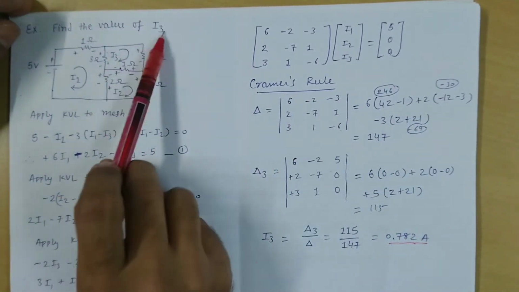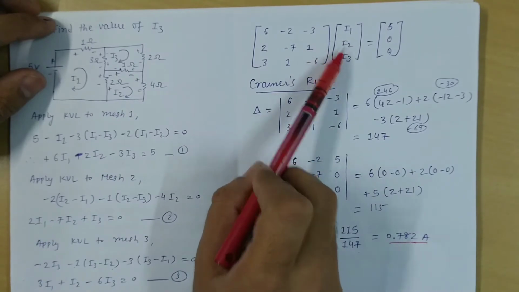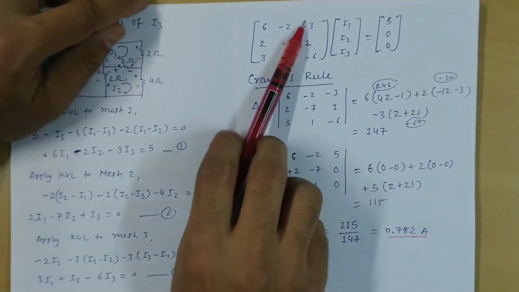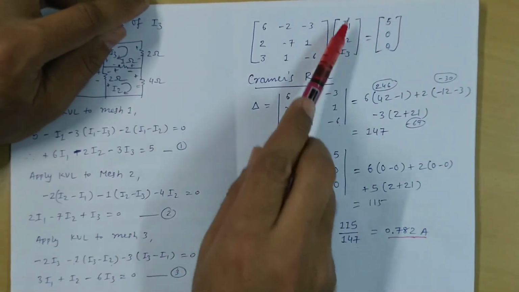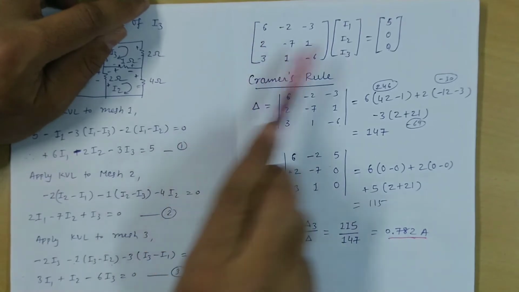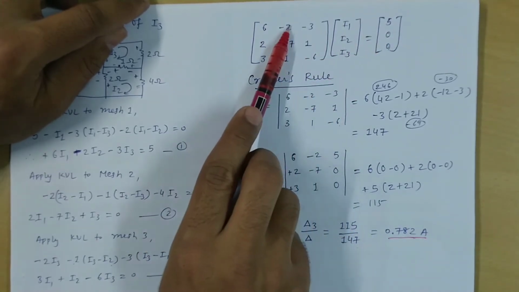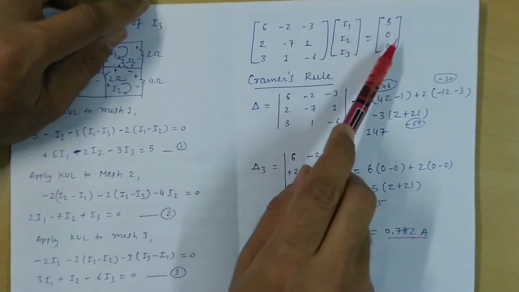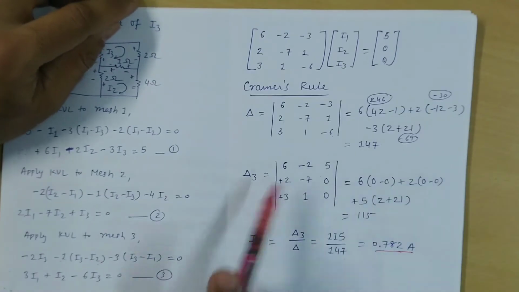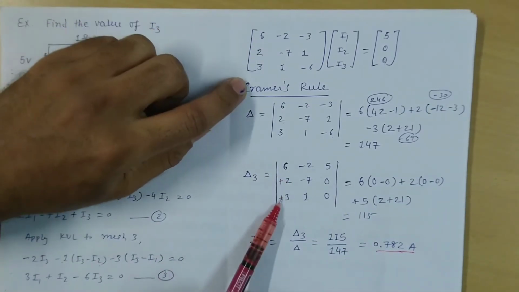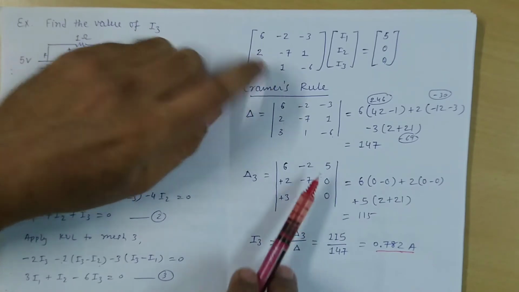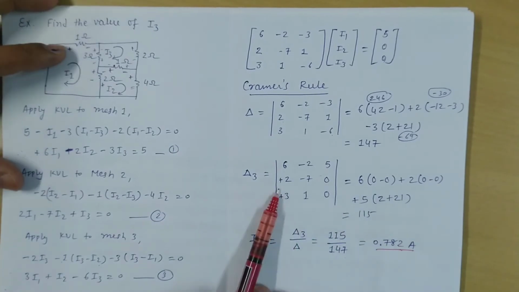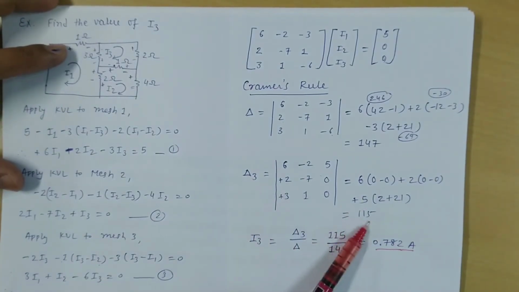Again, we want to find the current I3. We have 3 unknowns, I1, I2, I3. If we want to find the current I3, we will replace the third column with this. If we want to find I1, then we can replace the first column with this. If we want to find I2, then we will replace the second column with this. Now we want to find I3, that's why we replace the third column with this. So we get the matrix delta 3 is equal to 6, 2, 3, minus 2, minus 7, 1, and we will replace the third column with 5, 0, 0. If we solve delta 3, we get the value 115.